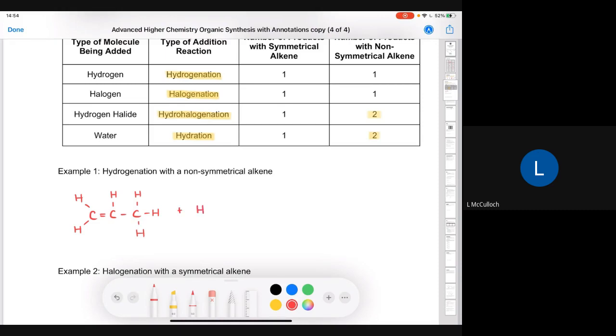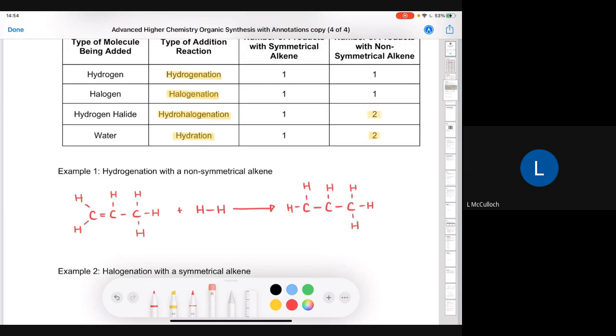So I'm going to add hydrogen, remembering hydrogen's a diatomic molecule, so it will always exist as two hydrogen atoms bonded together. With addition reactions, the carbon-to-carbon double bond will break and will be replaced with a carbon-to-carbon single bond. All of the atoms that you already have will remain.